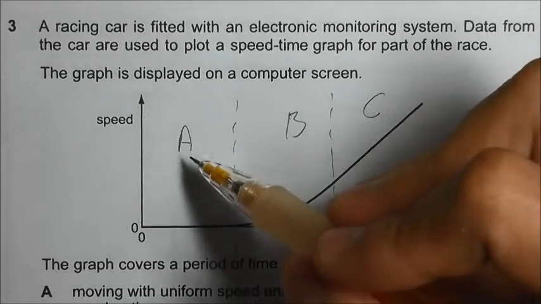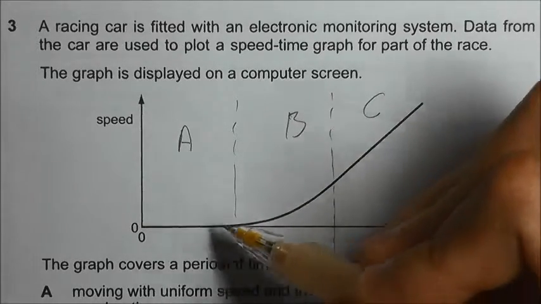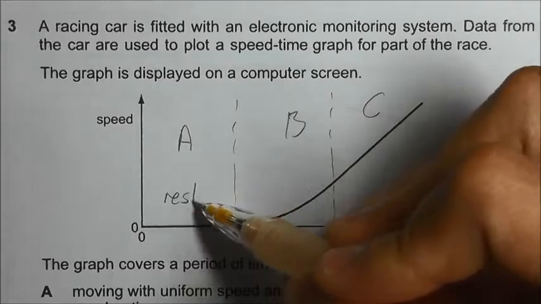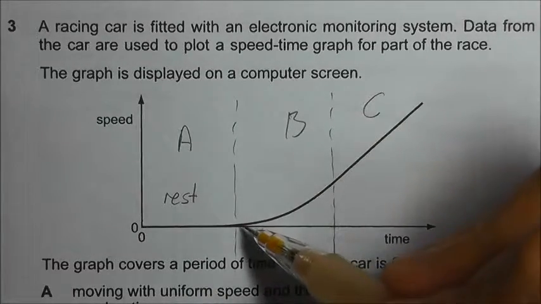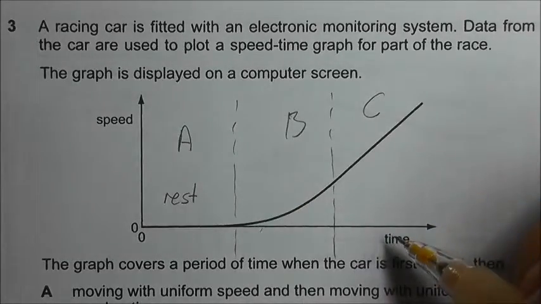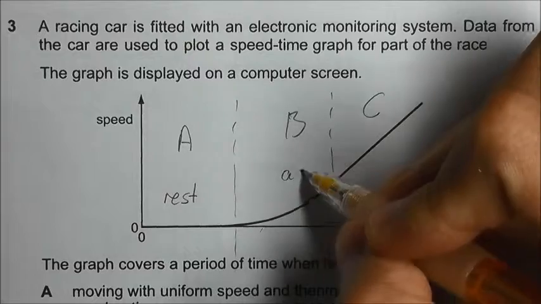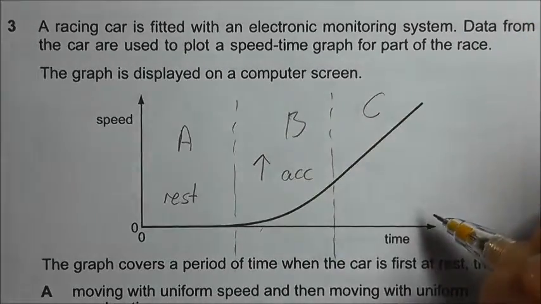So for portion A, because the speed remains at 0, in this portion the car is at rest. And for portion B, the steepness is increasing, as the gradient of a speed-time graph gives us the acceleration. We can say that the acceleration is increasing.